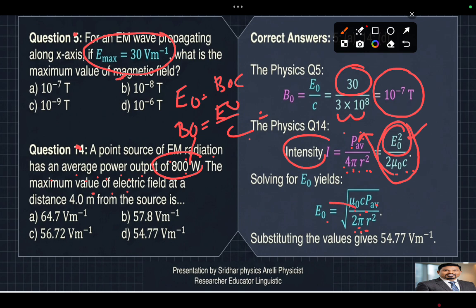Replace mu naught 4 pi 10 to the power minus 7, c 3 into 10 to the power 8, P average 800 watts, 2 pi, and r is 4. After replacing that, you will get 54.77 volt per meter.